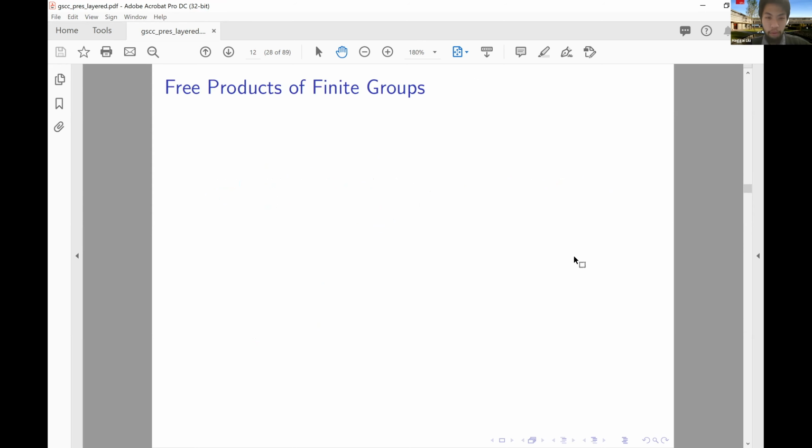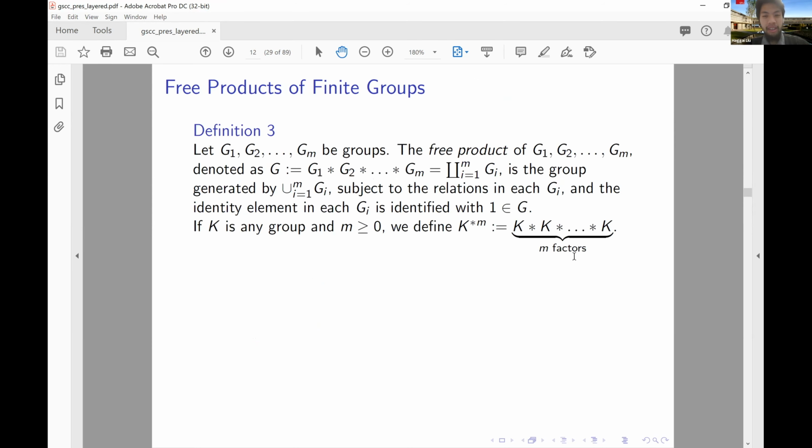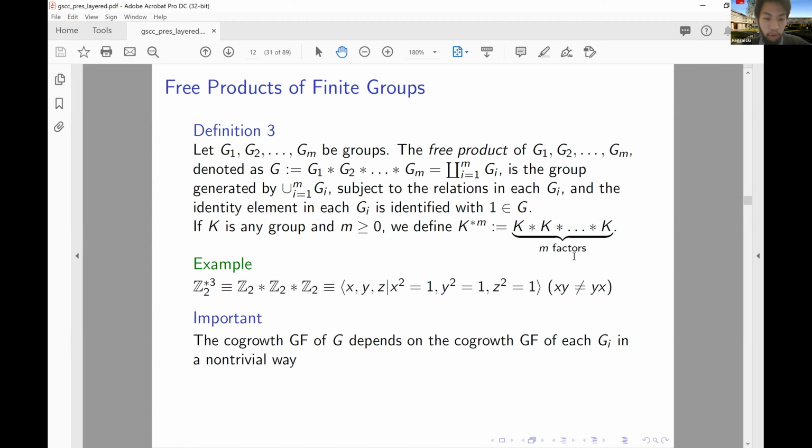Okay, so let's talk about free products of finite groups. Here's the definition of a free product of, say, M groups. What's important here is that the non-identity elements in different free factors do not commute with each other, so there's no commuting relation in that sense. For example, if I take 3 copies of Z/2Z generated by X, Y, and Z, then we must have, for instance, XY and YX not equal.